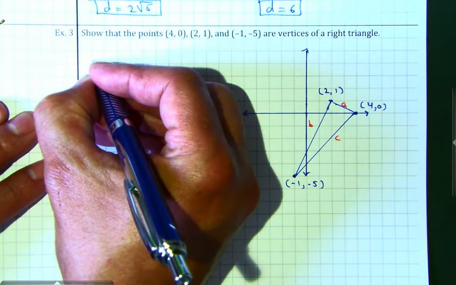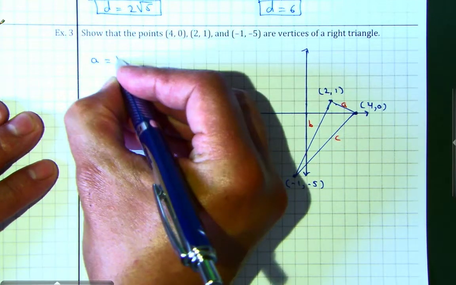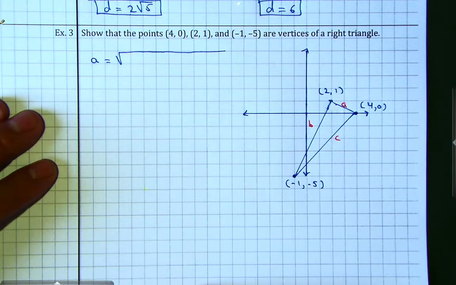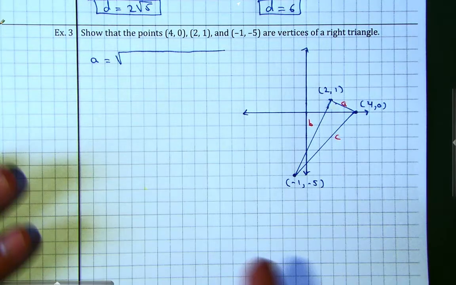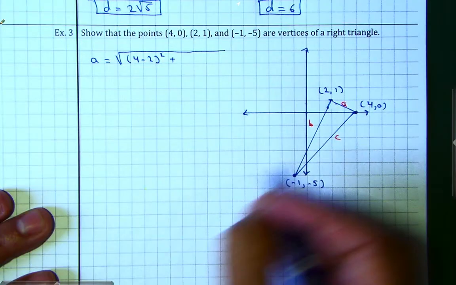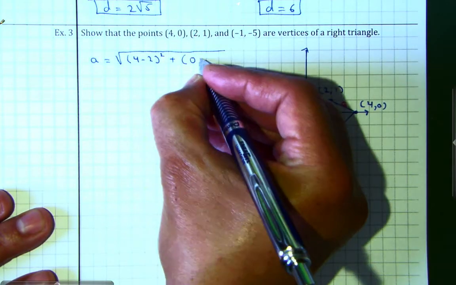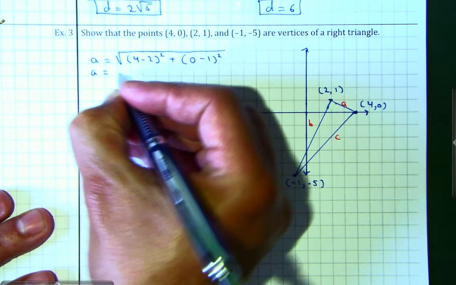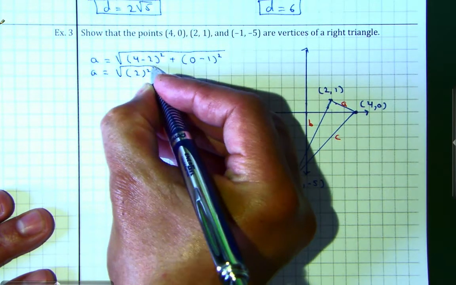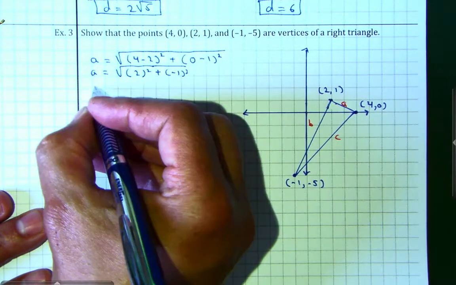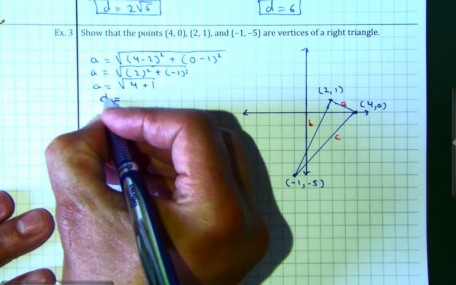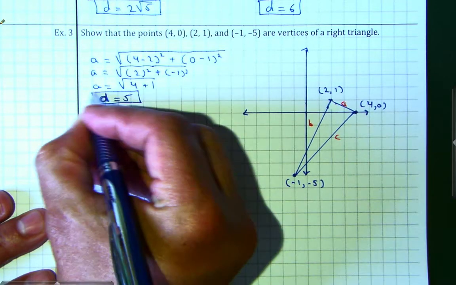So we have A is equal to the square root. Find all three distances, see what you get, and then we can compare our answers. Going to pause it. So in this case it will be 4 minus 2 squared plus 0 minus negative 1 squared. So A equals 2 squared plus negative 1 squared. So A equals the square root of 4 plus 1, which is the square root of 5.